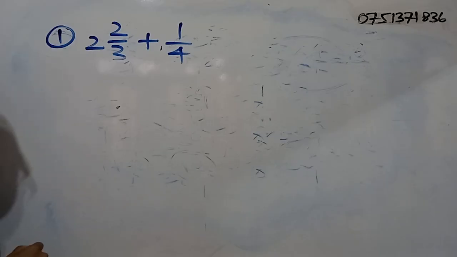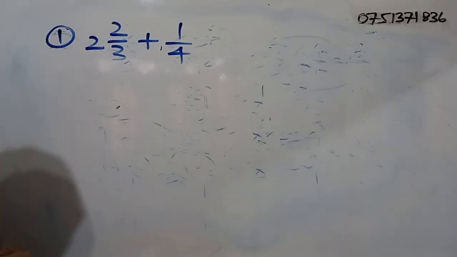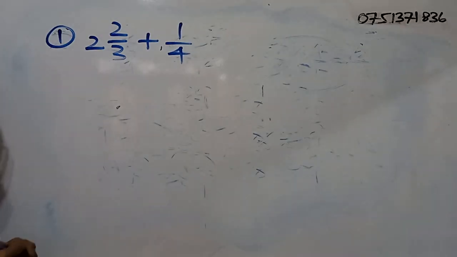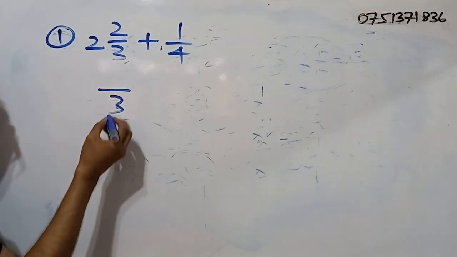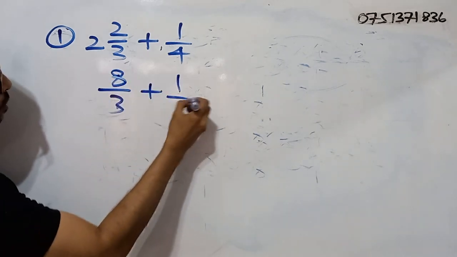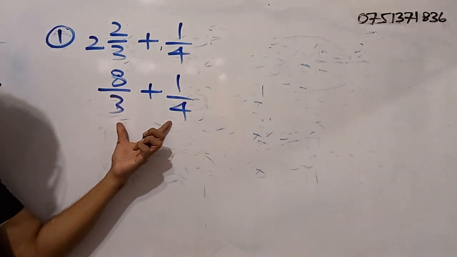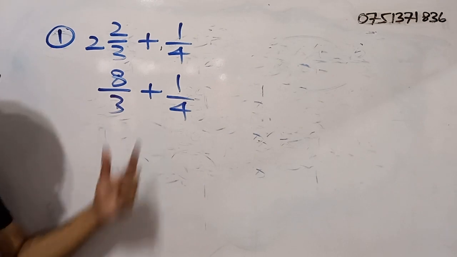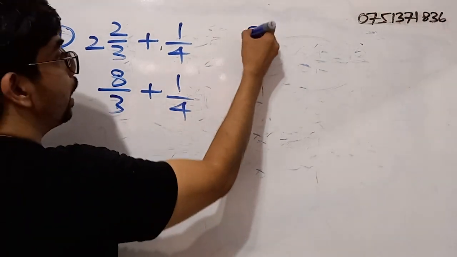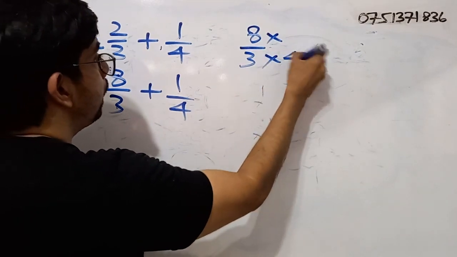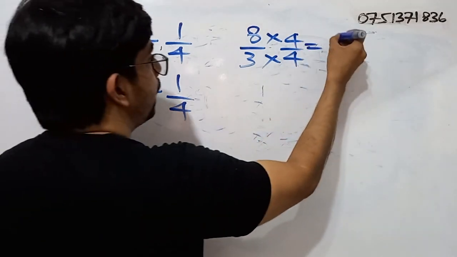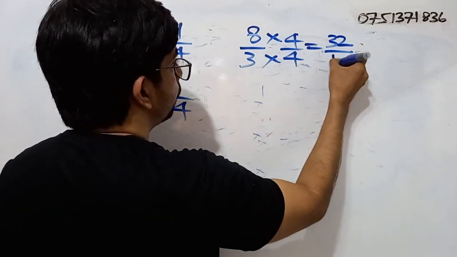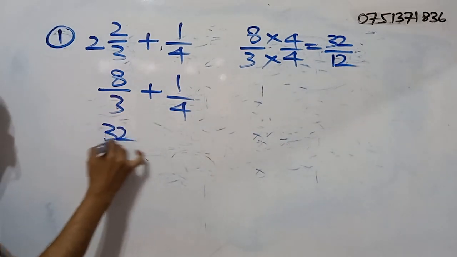Right, so this is the first question that has been given to you. First of all, we need to convert this into an improper fraction. So the denominator will be 3, and the numerator will be 8, plus 1 by 4. Now we have two fractions where the denominators are different, so we have to make them the same. The LCM of 3 and 4 is 12. So for 8 by 3, I have to multiply the denominator and the numerator by 4. 8 into 4 is 32, and 3 into 4 is 12. So 32 by 12.